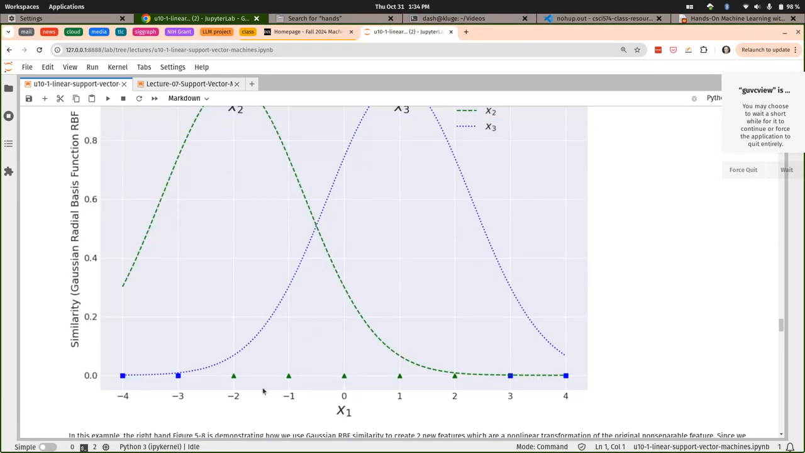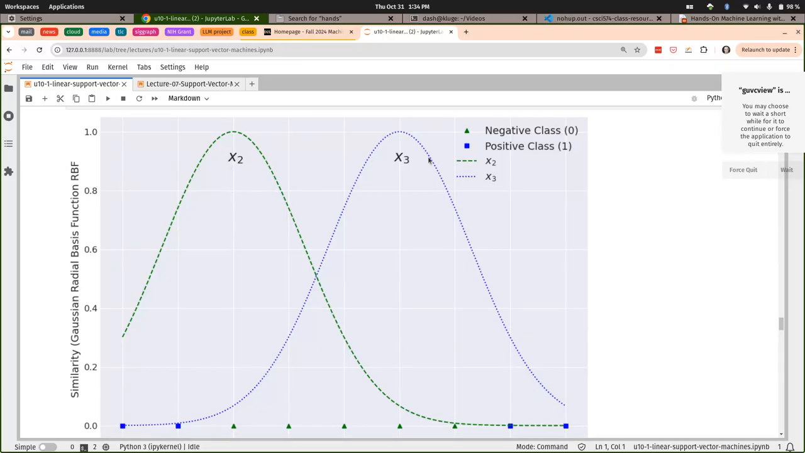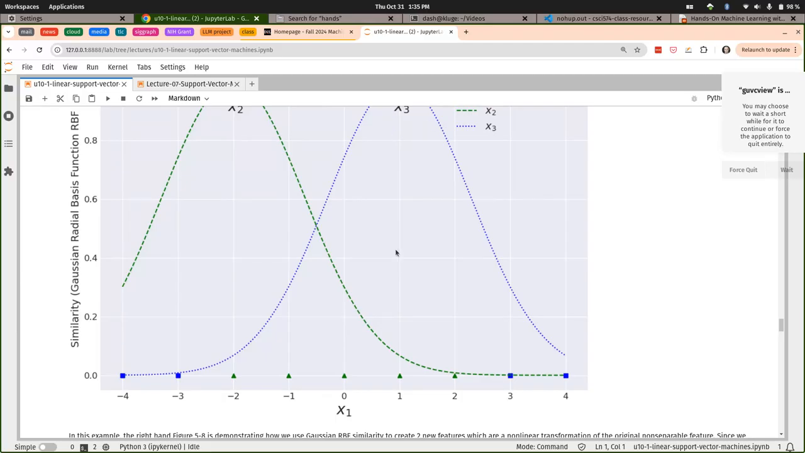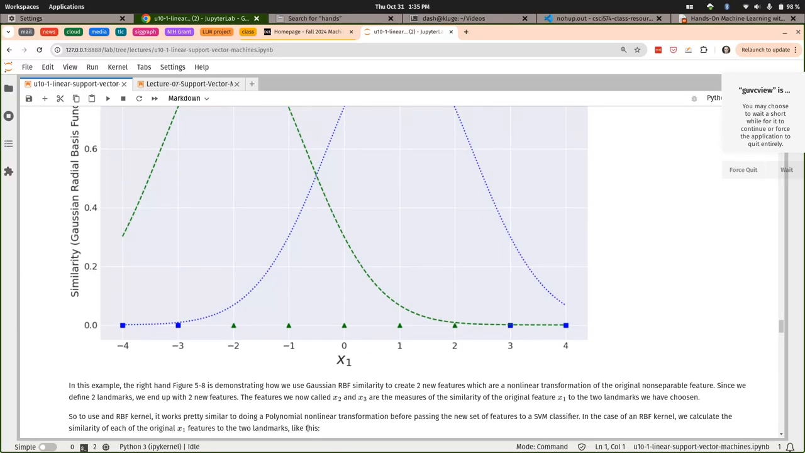If we have just a single feature and these are our original locations of the feature, we can create two different landmarks, x2 and x3 here. So we're going to create two new features, x2 and x3, from the original feature, transforming into how similar they are to these two landmarks. Originally this data isn't linearly separable. We've only got one feature, and there's no place we can put a split that will give us a very good decision function with a linear model.